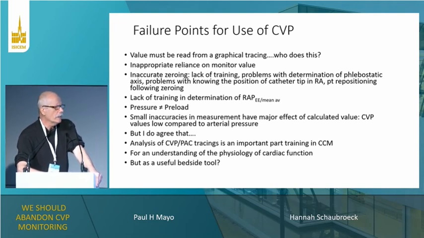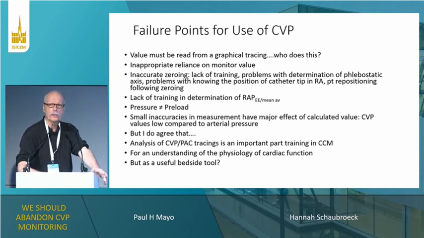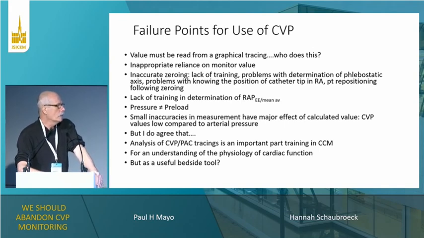This is compounded by a modern generational issue of lack of training in determination of RIP. I insist that my fellows be able to do the classic interpretation of the tracings. They resent it, they think it's an old person's foolishness, but it's important that they know that for the physiology of cardiovascular function. But at the bedside, small inaccuracies in measurement may have major effect on your conclusion. I agree that interpretation and knowledge of the tracings are really important conceptually in training, but is it a useful bedside tool?